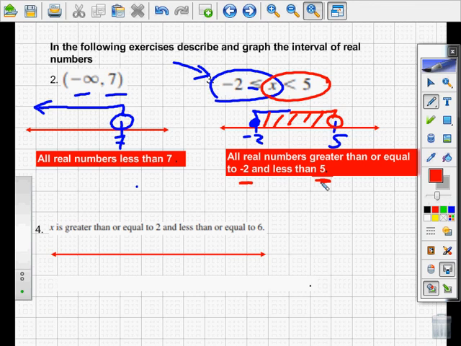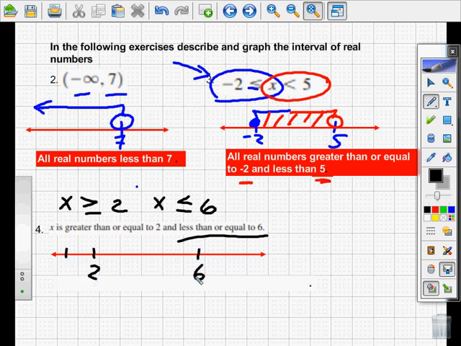Now, for the next exercise, which is the last one for this part of the video, it says x is greater than or equal to 2. Okay, if we write it, x is greater than or equal to 2. And then x is less than or equal to 6. If we locate those 2 points, let's say that our 0 is here. We put 2 and 6 here. It says that x is greater or equal.